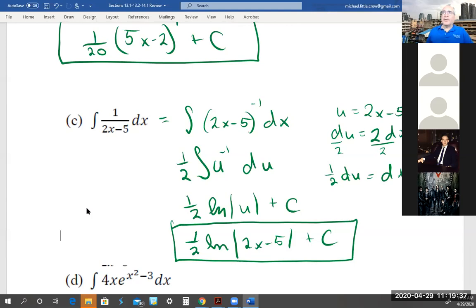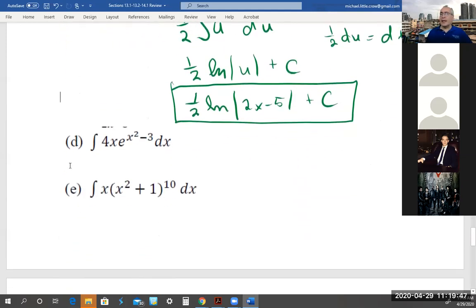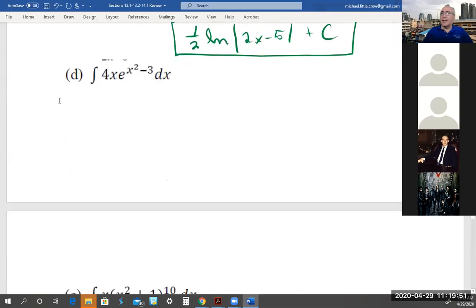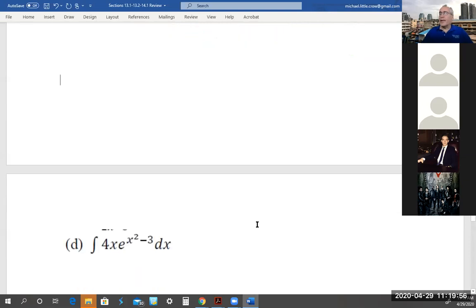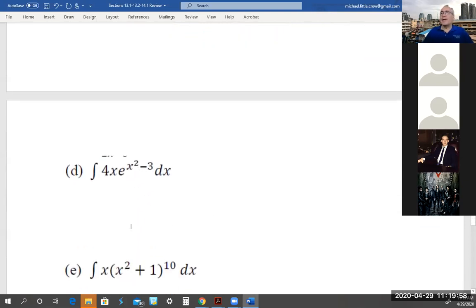And again, if you wanted to, you could have just put this as 1 over u, or made it u to the -1. Either trick works. And we're going to start getting to the ones that are a little more complicated. These sort of come from the chain rule. Actually, all of these are chain rule things.